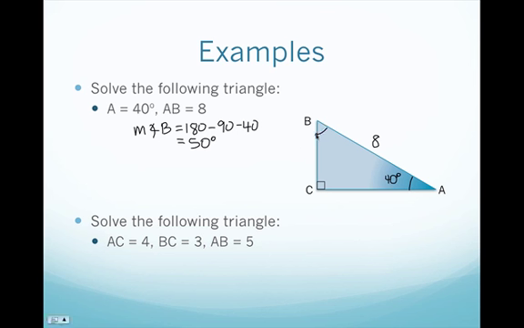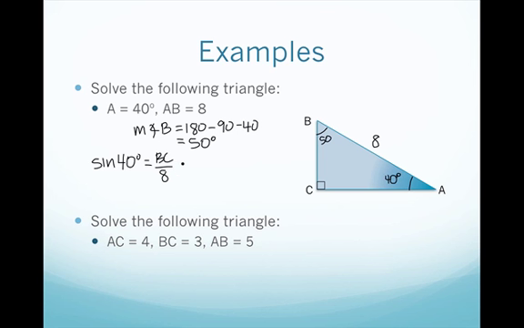So we've already solved for all the angles of the triangle. But now we need to solve for the other side lengths, and we're going to use our trig functions for that. We can use either sine or cosine. I'm going to use sine of angle A and set up my ratio. So if I do sine of angle A, which is 40 degrees, we know that equals the opposite side, which will be BC, over our hypotenuse, which is 8.